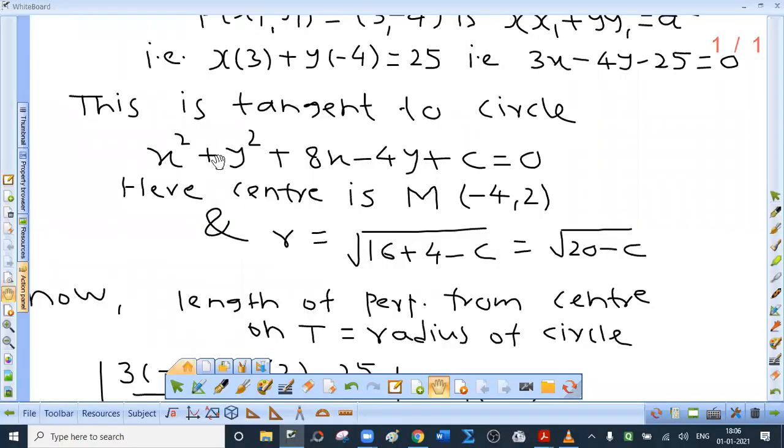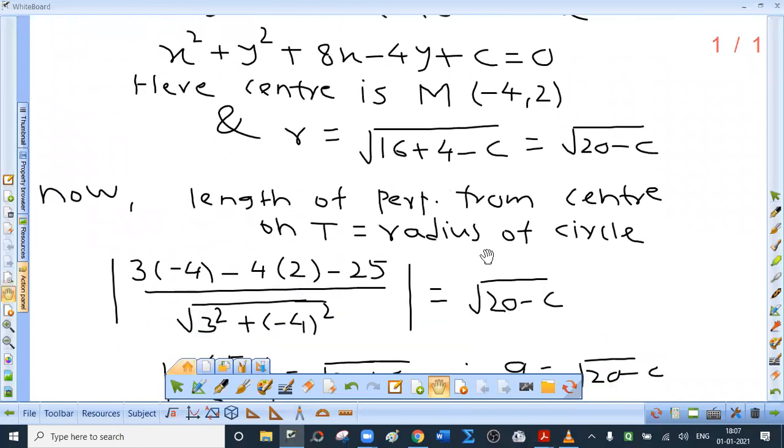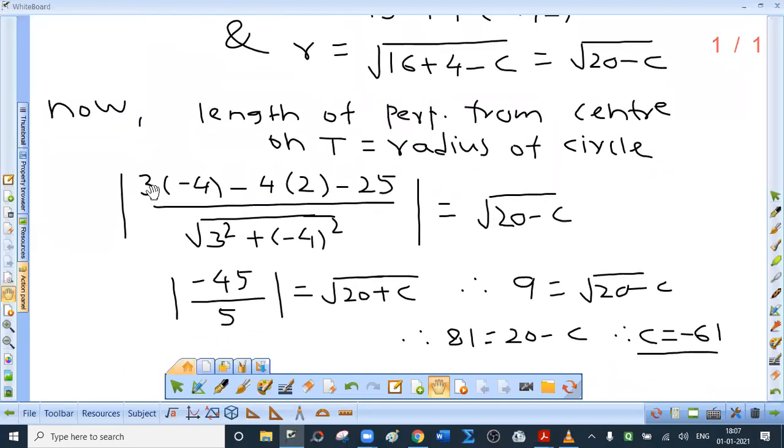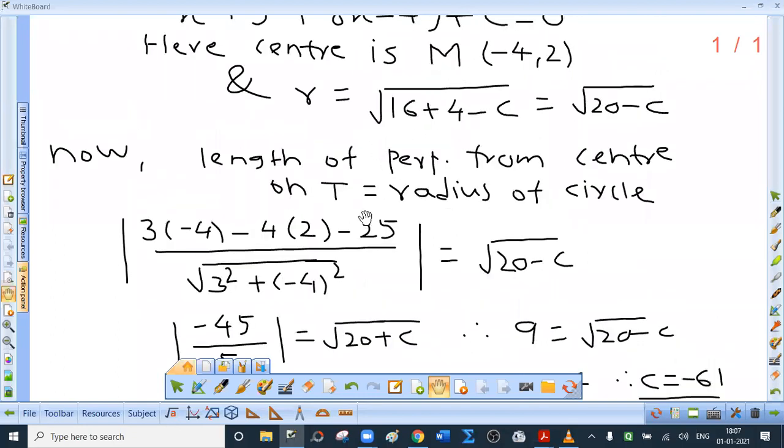Now this is tangent to the circle x² + y² + 8x - 4y + c = 0. Now for this circle, what is the center? Small c is used, so it is better that we use the center by g, f: minus 4, 2, and what is the radius? Root of g² + f² - c. So root of 16 + 4 - c, that is root of 20 - c. Now the length of the perpendicular from the center on the tangent is the radius of the circle. Use the formula for the length of the perpendicular, mod of ax1 + by1 + c upon root a² + b², where (x1, y1) is the point from which the perpendicular is drawn, the center. I'm sorry, minus 4, 2, right?